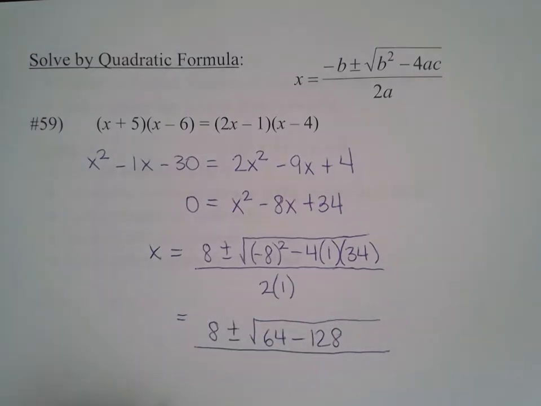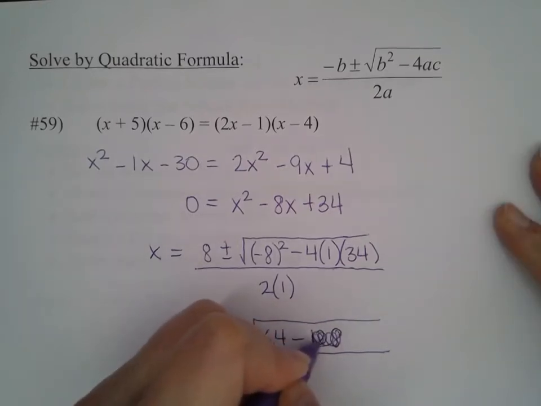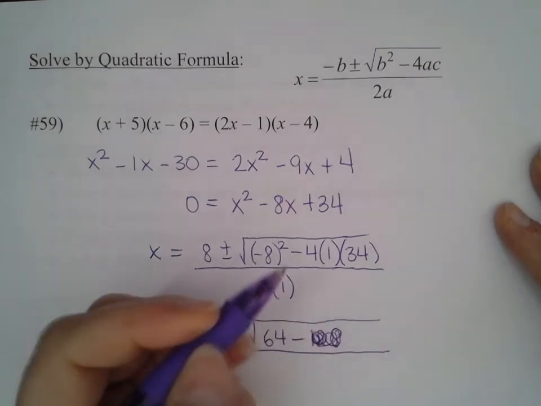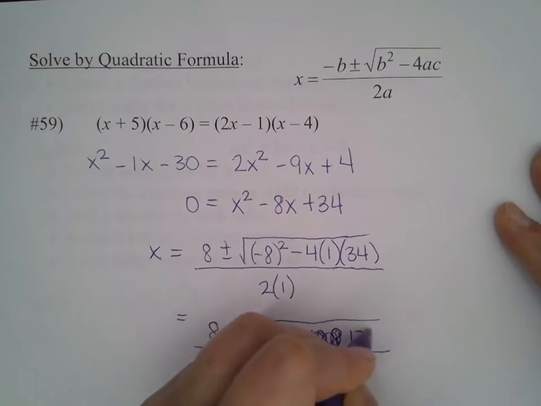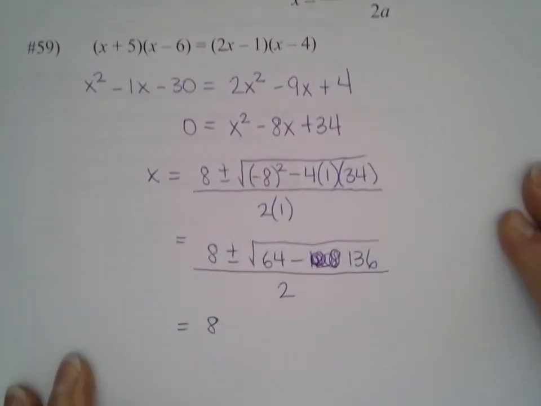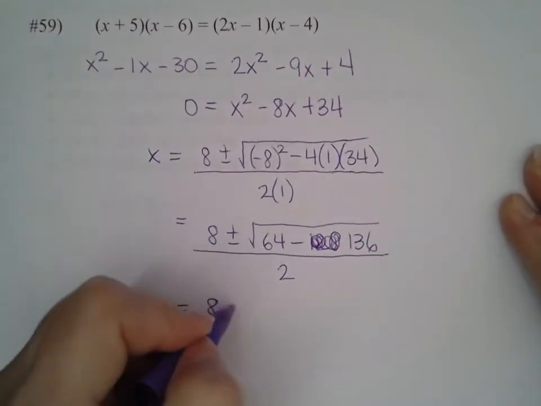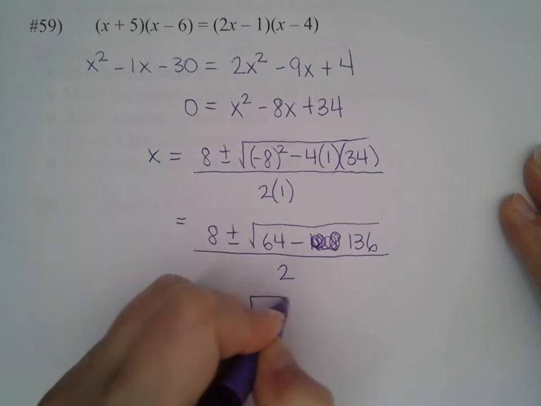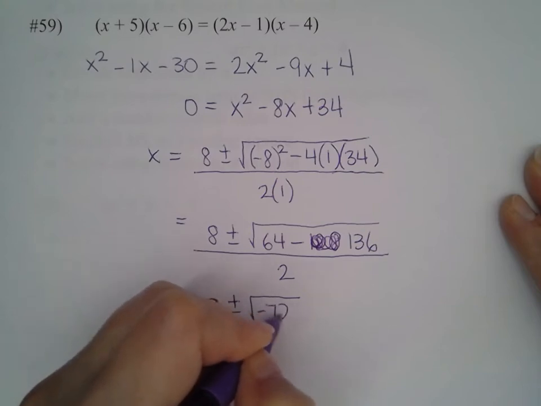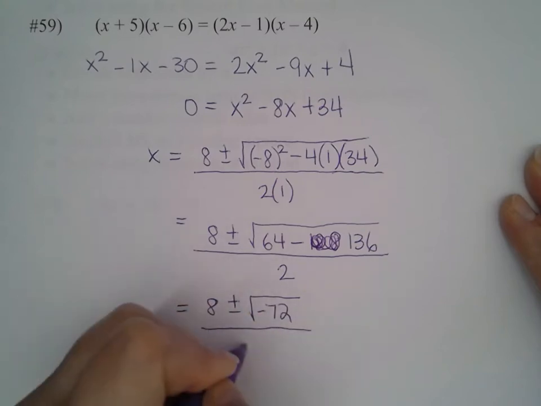Is that right? No. Sorry, I shouldn't do that in my head. 128, no, it would be 120 plus 16, so 136. Over 2. Oops. So that'll be 8 plus or minus the square root of, I think this comes out to negative 72, over 2.